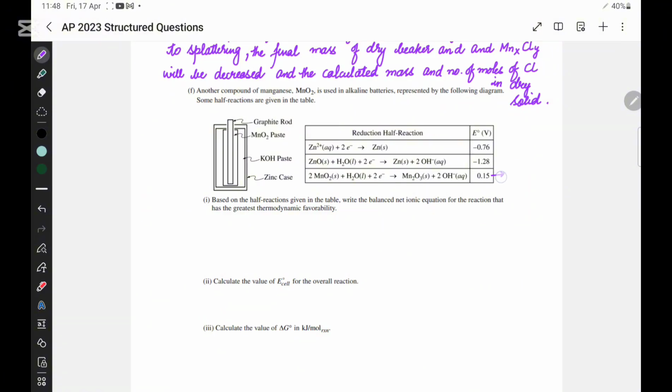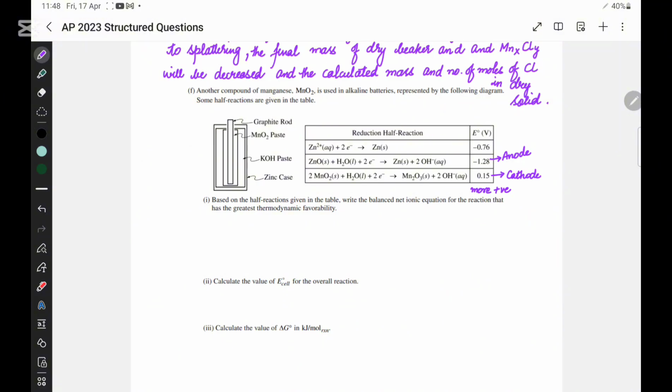So this one has the more positive value, so that is why it is going to be considered the cathode. The one which has the most negative value would be considered the anode. So this is going to be the anode, because it has a more negative value as compared to minus 0.76.